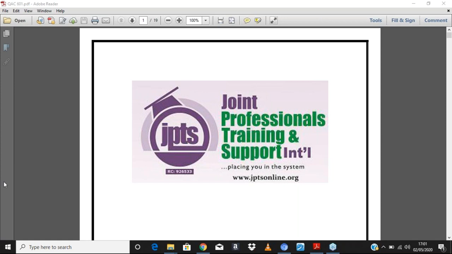We're having QAC 601, which is quality assurance and quality control. We started the course last Saturday, where we introduced the concept of quality assurance and quality control. In that class, we talked about what quality is. We looked at the definition and how quality came to be, how it became a major part of industrial processes.